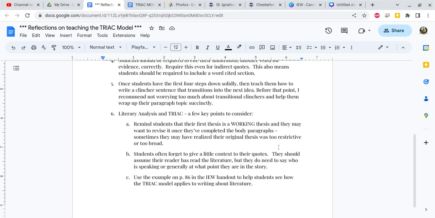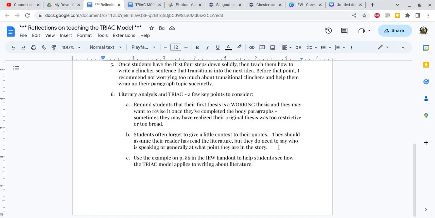Once they have those steps down really solidly, you can start working on that clincher sentence also being a transition into the next topic. That takes a little bit of time for them to develop, and it's not something I would probably focus on if they were later on in middle school. I would wait until they're really comfortable making sure they have a good topic sentence, restriction, illustration, and analysis, and at least a basic clincher. Once they're really good at those things, then you can work into writing those more transitional clinchers.